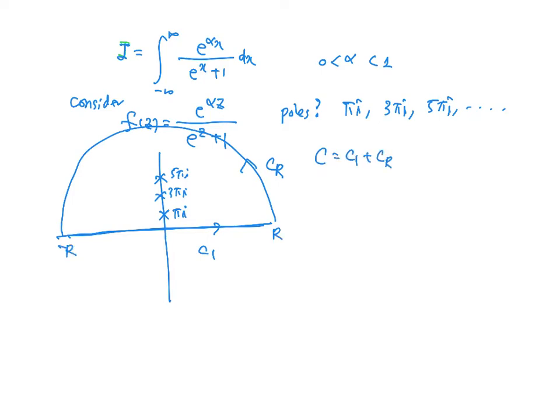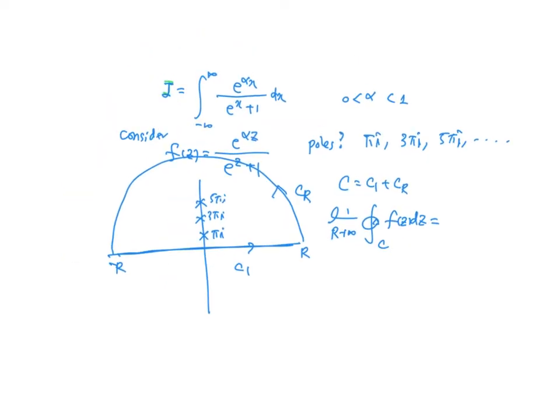This is R, minus R. So if you do this integral as R goes to infinity, the closed integral of f(z) dz is again 2 pi i times the residue of f at pi i, plus the residue at 3 pi i, et cetera. Many sums, right? So for infinite R, this closed integral is the sum of residues at z equals pi i, 3 pi i, 5 pi i, et cetera, an infinite summation. And so let's check if that trick works.